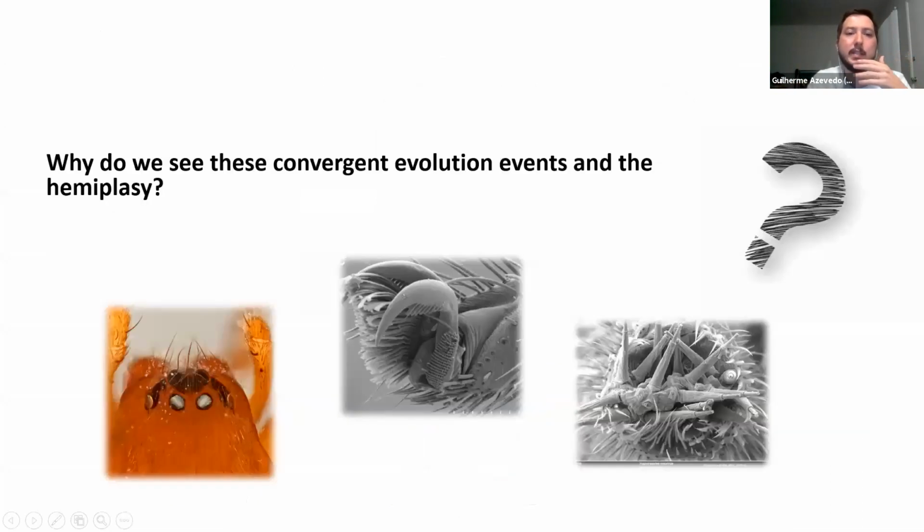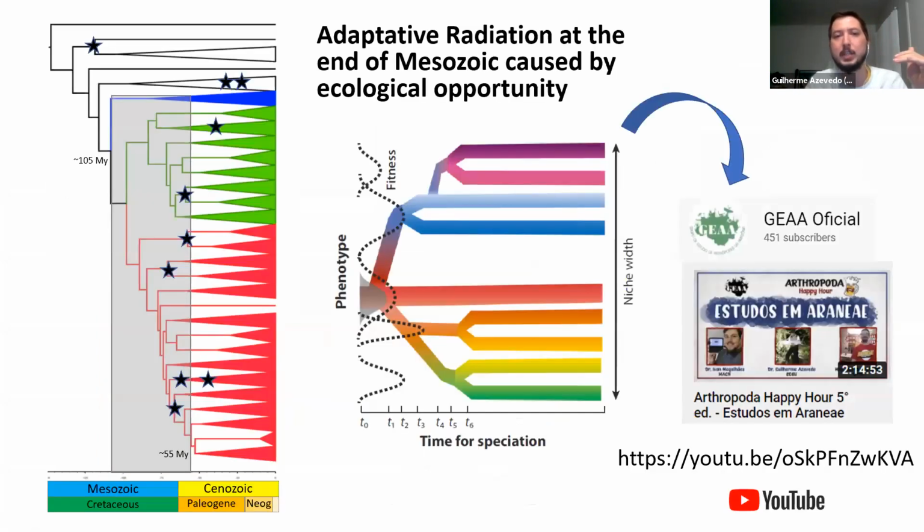So why do you see these convergent evolution events? Most likely because of adaptive radiation at the end of the Mesozoic caused by an ecological opportunity. But this is just a topic for another talk. And you can see in this link on YouTube where I talk a little bit about this work that we are doing on Dionycha evolution and adaptive radiation.